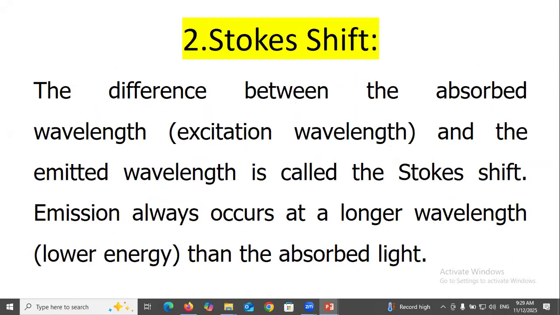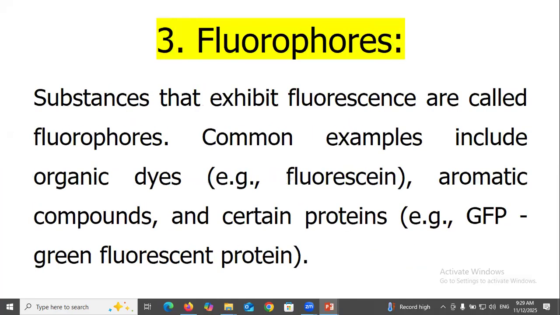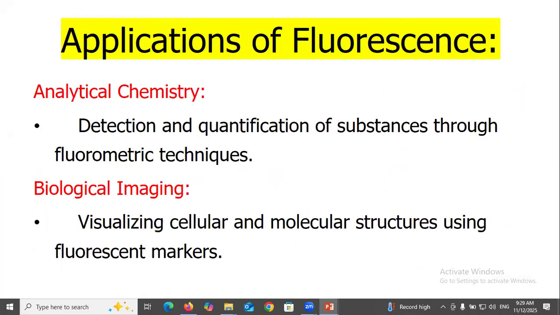Stokes shift: the difference between the excitation wavelength and the emitted wavelength is called the Stokes shift, and emission always occurs at a longer wavelength than the absorbed light. Fluorophores: substances that exhibit fluorescence are called fluorophores. Common examples include organic dyes, fluorescent aromatic compounds, and certain proteins, such as green fluorescent protein.